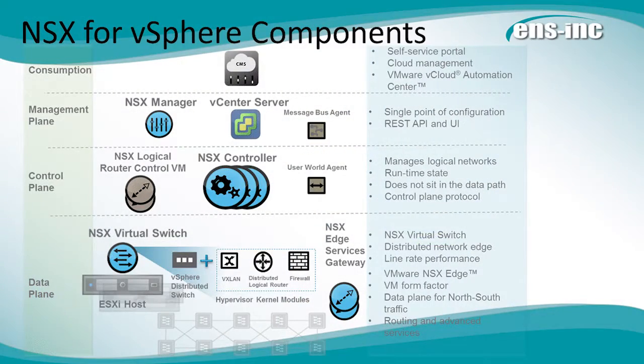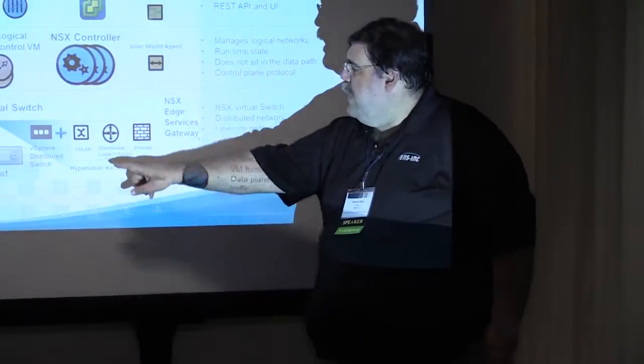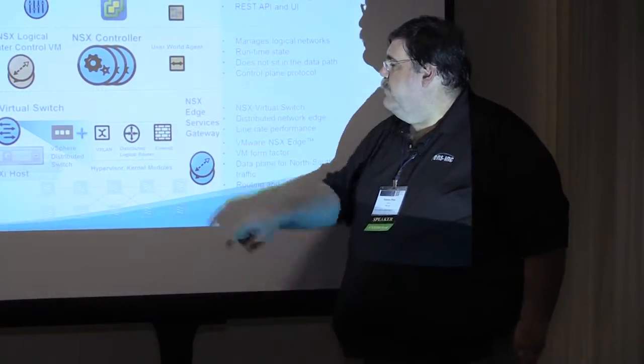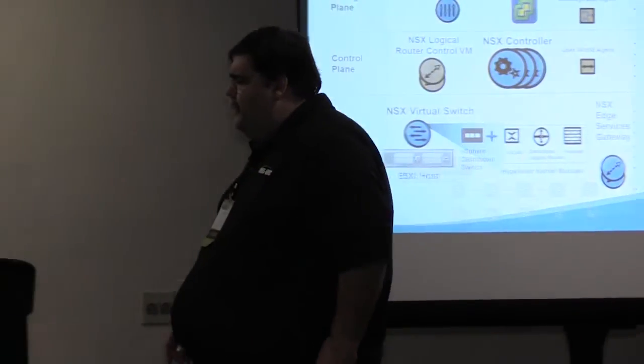The actual data plane is the distributed virtual switch, mentioned already. When we've deployed NSX in the environment and prepared the hosts, you see we've got the modules for the VXLAN, for the distributed router, and for the firewall. So basically, those are the main components that are there.